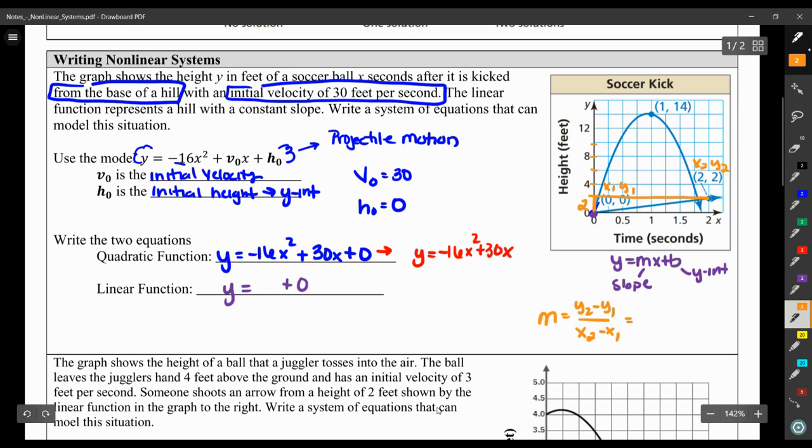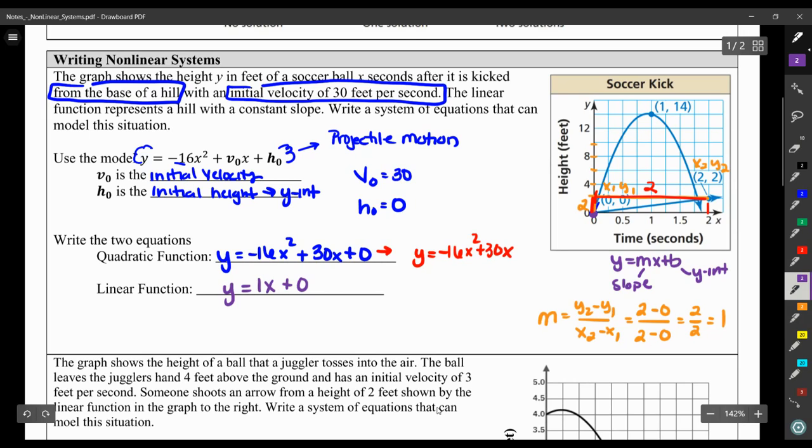If you choose to use the formula, make sure you do it correctly. So y2 is a 2, y1 is a 0, x2 is a 2, and x1 is a 0. If we simplify, we get 2 over 2, which is 1, which tracks with the rise and the run. A rise of 2, and then a run from here to here is 2, so you would still have 2 over 2. So the slope of your linear function is 1.